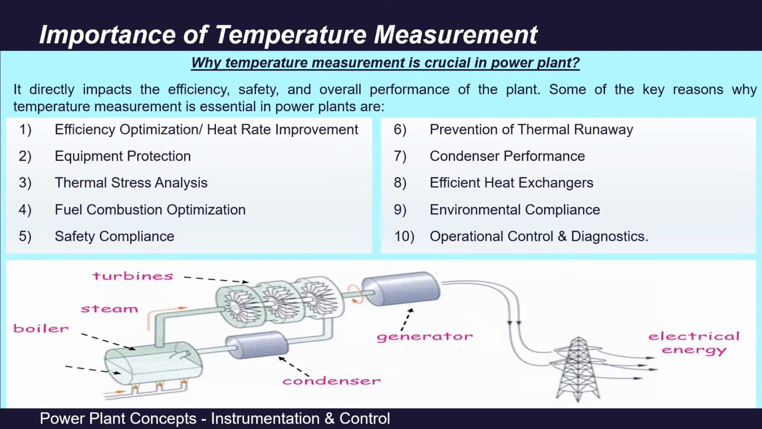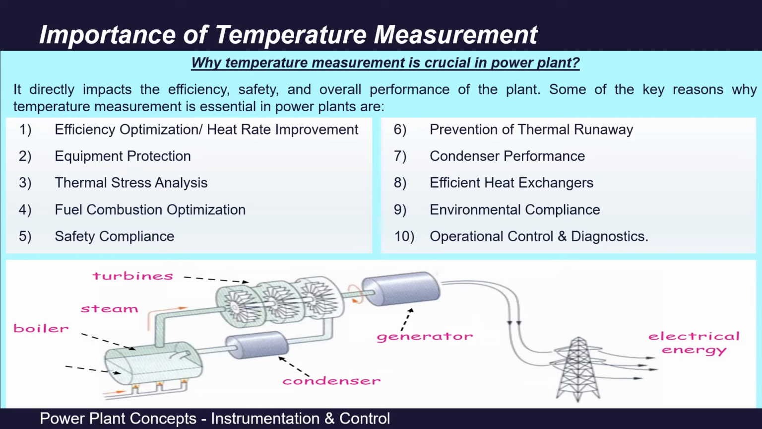Power plant components such as turbine and boiler operate under high pressure and temperature. Continuous temperature monitoring helps prevent overheating, ensuring the longevity and reliability of the critical equipment. For example, in case of high bearing or winding temperature, we have to protection trip our pumps to avoid their damage. Third reason is thermal stress analysis.